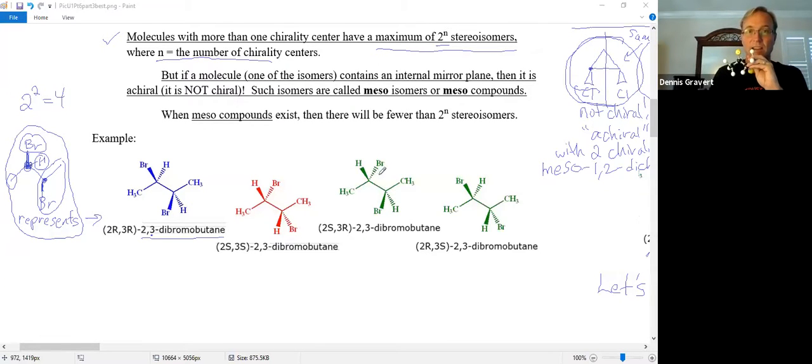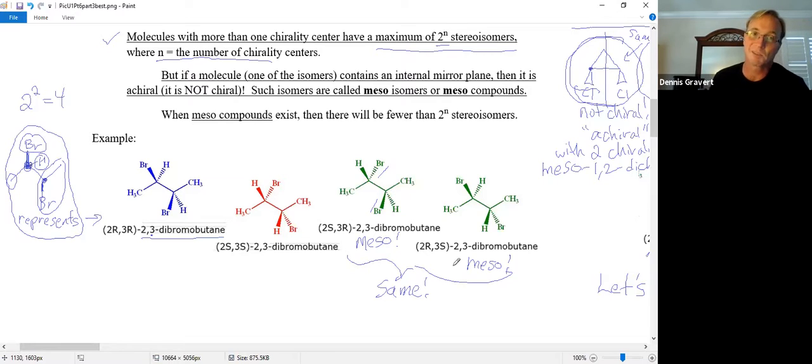So that is this one right here. Here's bromine on a dash bond, and here's a bromine on a wedge. This is actually a meso compound. And so it's also true that the bromine on a wedge first and then bromine dash is also the meso compound. These 2 are the same. And we have 3 stereoisomers again.